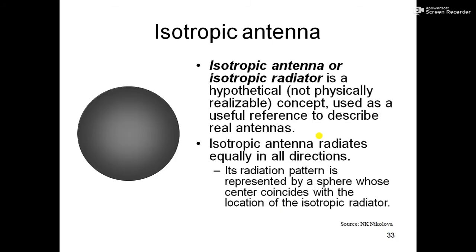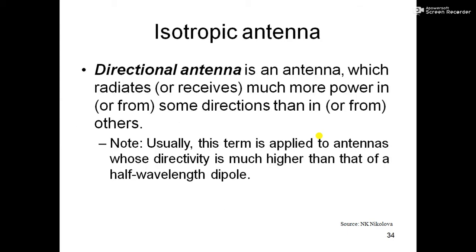Then there is something called the isotropic antenna. An isotropic antenna is a hypothetical or theoretical antenna which radiates equally in all directions. Even in physics, you have studied about an isotropic source, a point source which emits equal energy in all directions. The isotropic antenna or isotropic radiator is a hypothetical concept used as a useful reference to describe real antennas. Its radiation pattern is represented by a sphere whose center coincides with the location of the isotropic radiator, just like a point source.